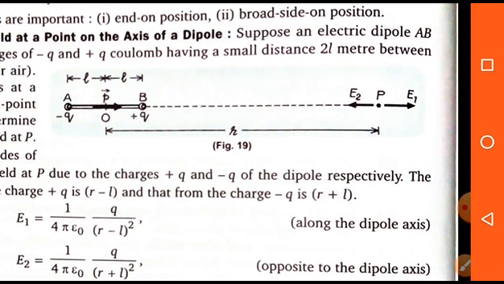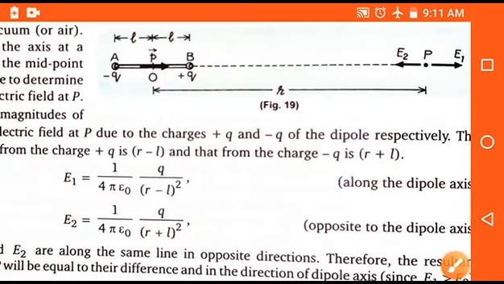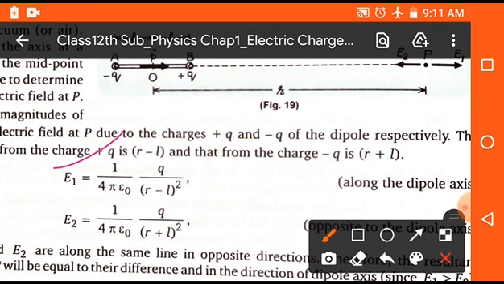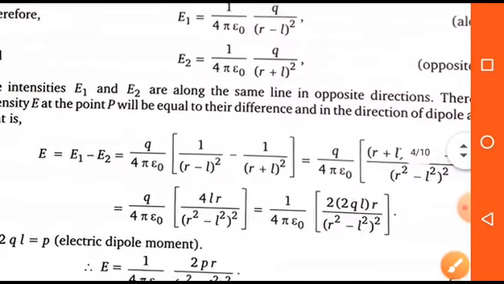As we know, the direction of the electric field at point P due to the plus Q charge is outward, and due to the minus Q charge is inward. Then E1 is the electric field due to the plus Q charge, and E2 is the electric field due to the minus Q charge. E1 is equal to 1 upon 4 pi epsilon naught Q upon (r minus l) whole square, and E2 is 1 upon 4 pi epsilon naught Q upon (r plus l) whole square. Now the net electric field at point P will be E is equal to E1 minus E2.